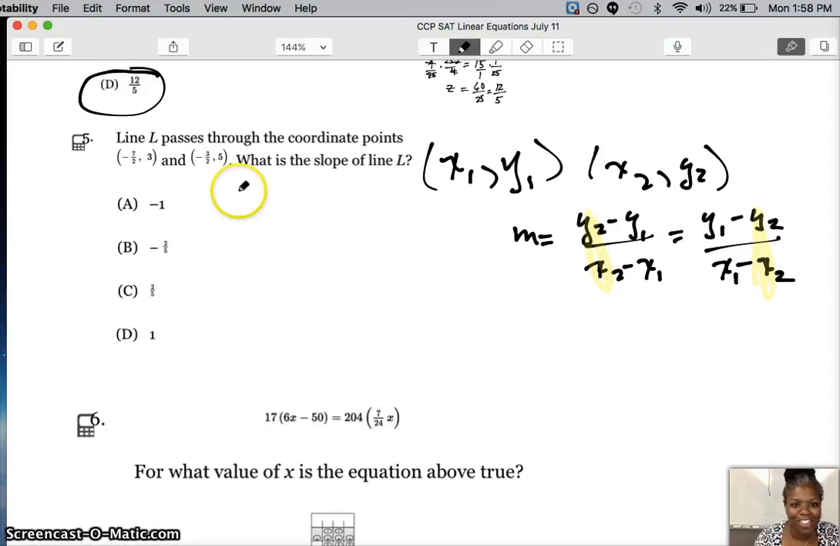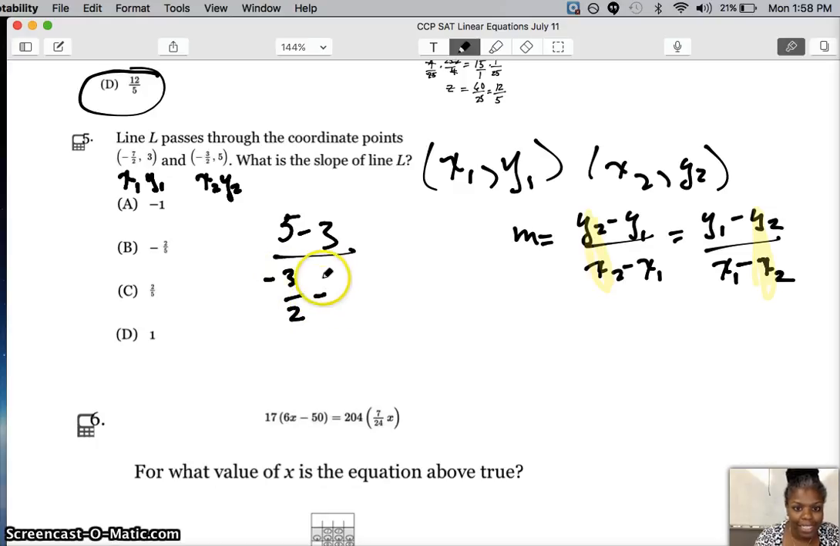All right, now that we've gotten through that little reminder, let's go ahead and do what we want to do. So I'll call that x1, y1, and I'll call this x2, y2. And so if I do the change in y, that's going to be 5 minus 3 over the change in x, which is going to be negative 3 over 2 minus a negative 7 over 2. When I do that, I get 2 over, I'm going to add those together, negative 3 over 2 plus 7 over 2 basically is going to be 4 over 2, which I understand to be 2.